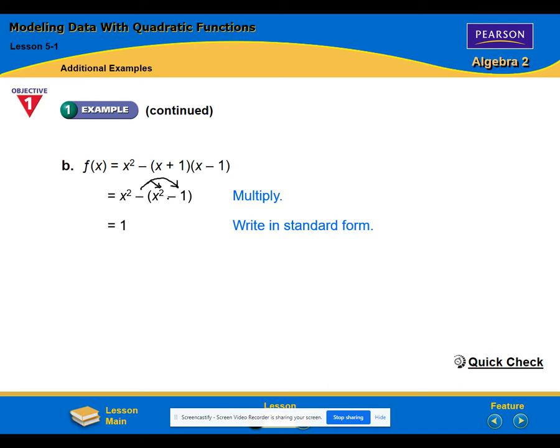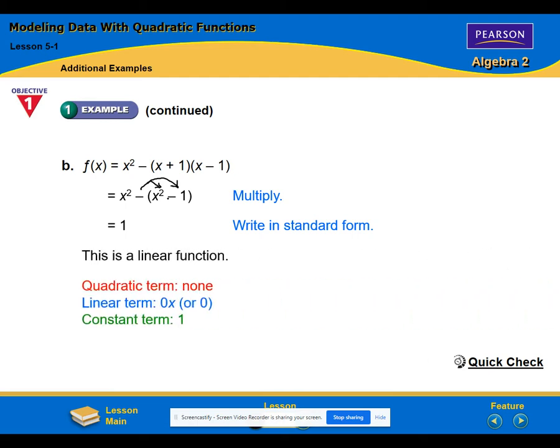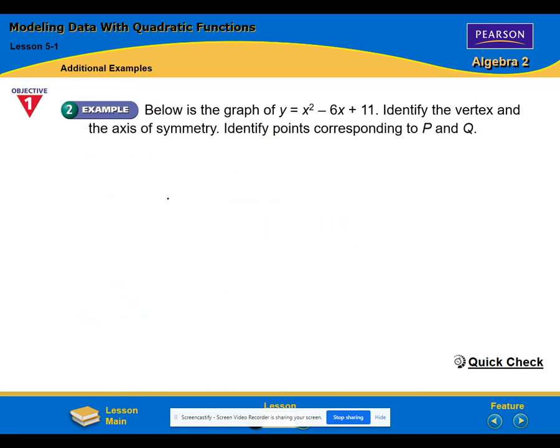Okay, so this is not quadratic. This would be actually a horizontal line. Y equals 1. Remember, f of x is the dependent variable, so this is the line y equals 1. It's linear. And you can still identify the terms. I'm not exactly in agreement with that. If there's no quadratic term, then there's no linear term either. So not exactly in agreement with what they say there.